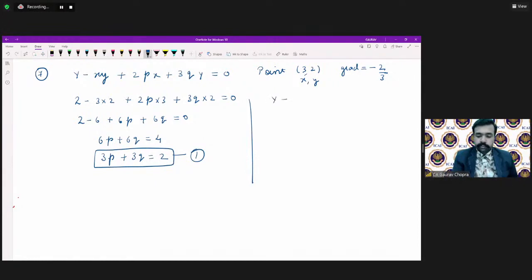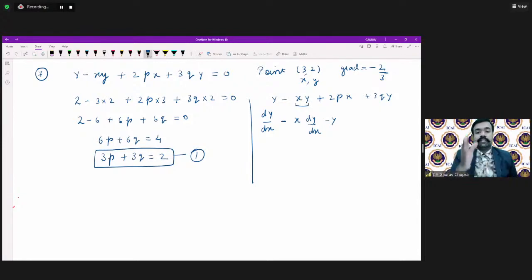So the equation is y minus xy plus 2px plus 3qy. We have to find the derivative for this. Derivative of y is dy by dx, minus. Now what is the derivative of xy? The derivative of xy, x into y. So when we talk about y, it is dy by dx, and when we talk about x, it is simply y, because we have to apply the product rule here. So we have applied the product rule.